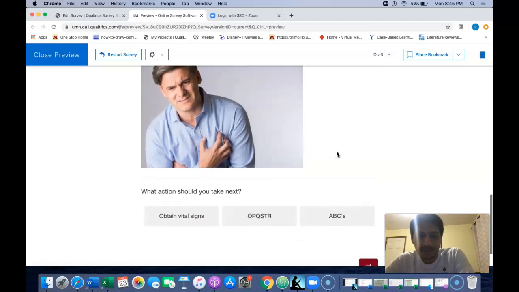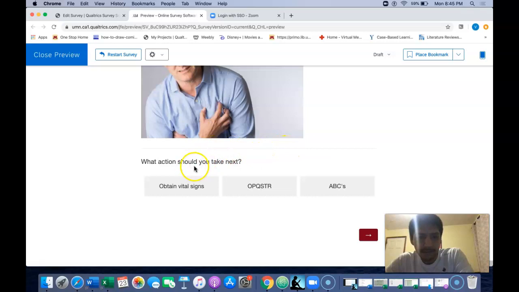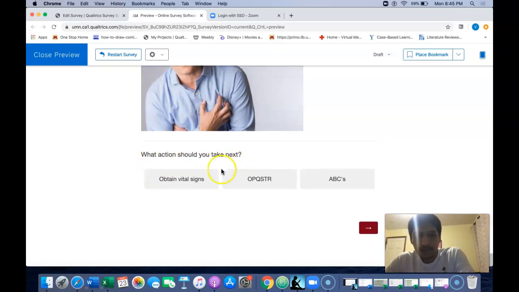And so now we get to the first path that you can take here. So what action should you take next? So here are the 3 options. Obtain vital signs, OPQSTR, which is onset, provocation, quality, severity, time, and radiation. And then ABCs are airway, breathing, and circulation.